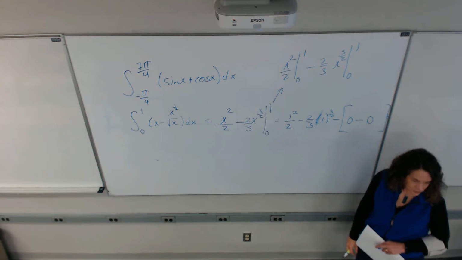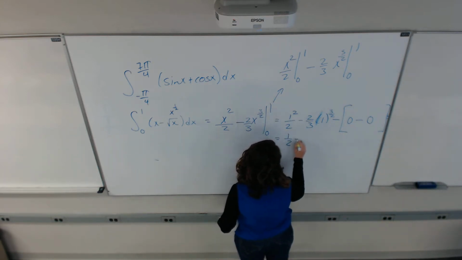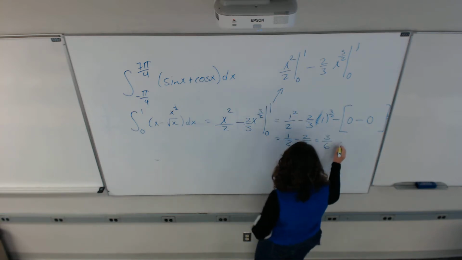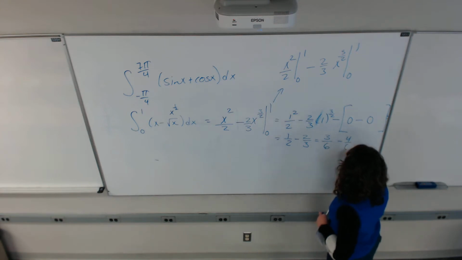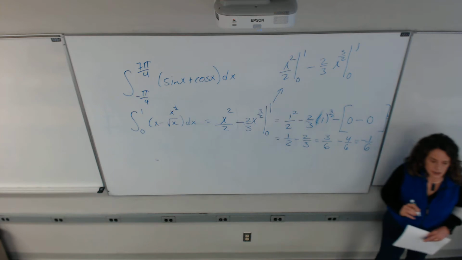Nothing, right? 0. So this basically ends up being 1/2 minus 2/3, get a common denominator of 6. 3/6 minus 4/6 is a negative 1/6. I think I did that right.